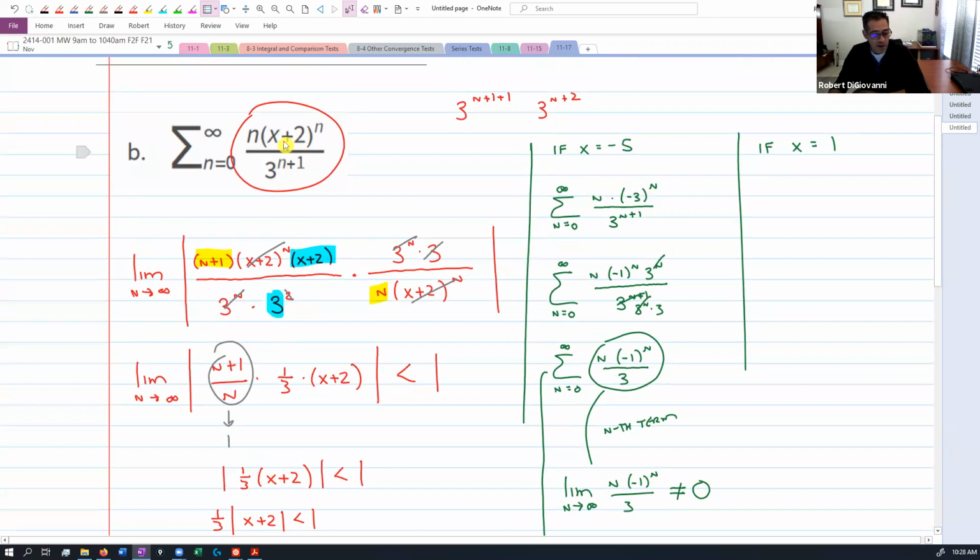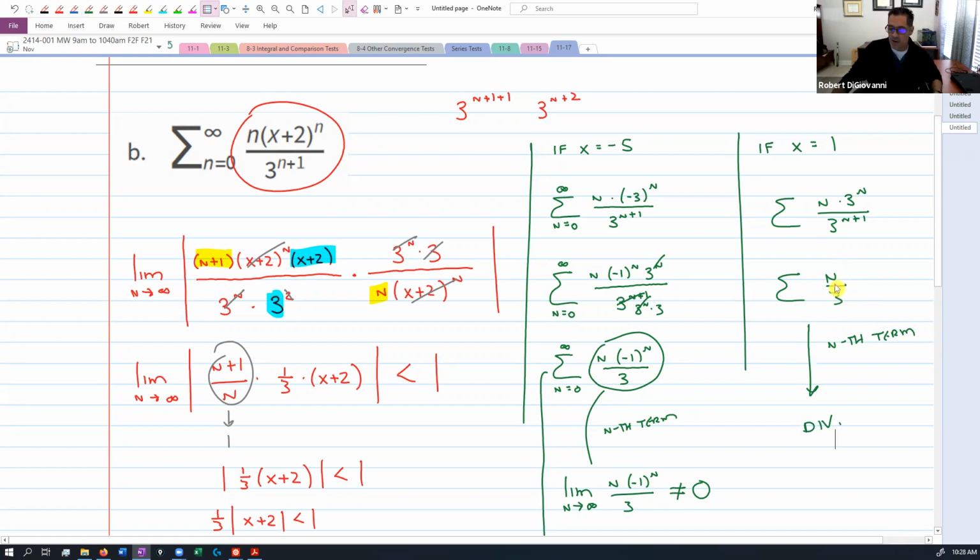Now we have to plug 1 in here. So if we plug 1 in, we get n, and then we get 3 to the n there, over 3 to the n plus 1. See, there's no negative there this time. And so again, the same sort of cancellation is going to happen. You're going to have n over 3. And for the same reason as this one, if we run the nth term test, we know that this is going to diverge, because the limit of this is not going to 0.